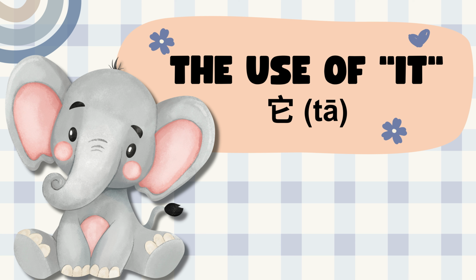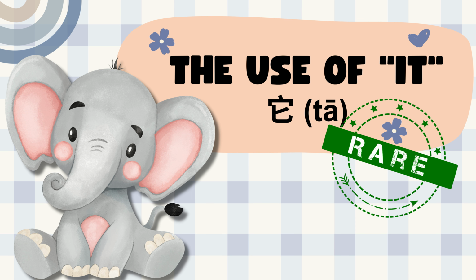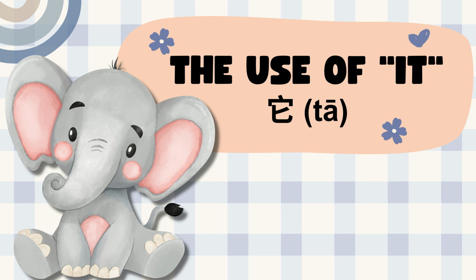Alright, it's time to clear up the confusion beginners often have with the use of 它 meaning it. Chinese doesn't use the word it as often as English does. In fact, it's rarely used. So, when you translate English into Chinese, it's most often wrong to translate the word it.